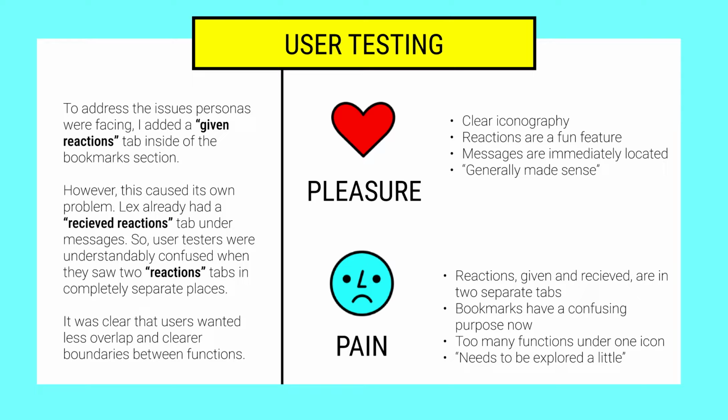So I made a wireframe, and I tested these reactions with some users, adding a given reactions tab inside of the bookmark section. However, Lex actually already has a received reactions tab under messages, so there ended up being two instances of reactions, which was confusing for the users I was testing. They thought there were too many functions under one icon, which was something to work on.